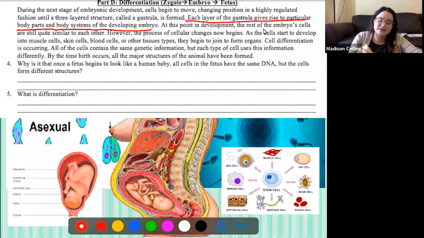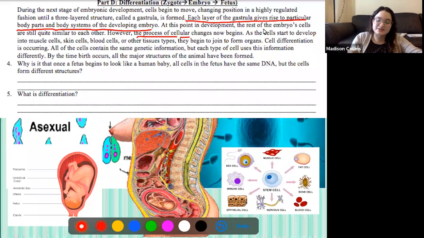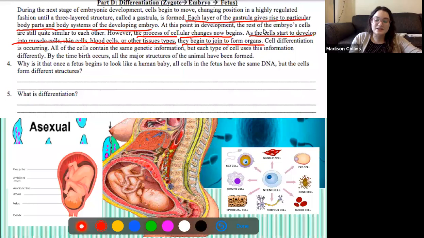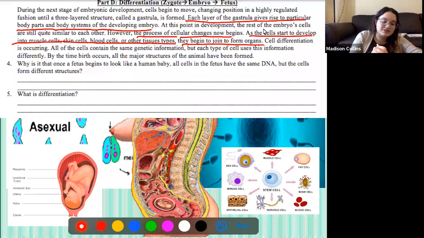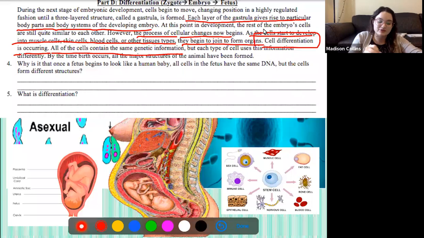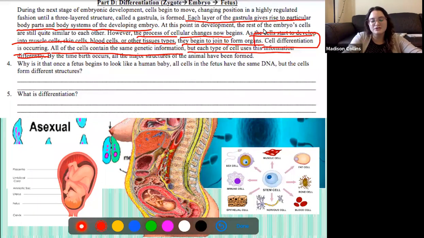However, the process of cellular changes now begins. As the cells start to develop into muscle cells, skin cells, blood cells, or other tissue types, they begin to join to form organs. Cell differentiation is occurring. All of the cells contain the same genetic information, but each type of cell uses this information differently. By the time birth occurs, all of the major structures of the animal have been formed.